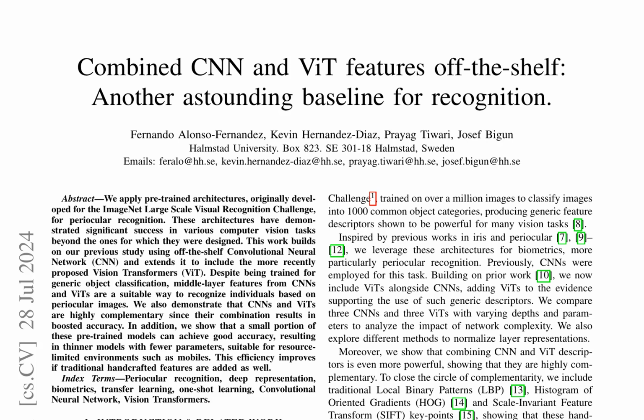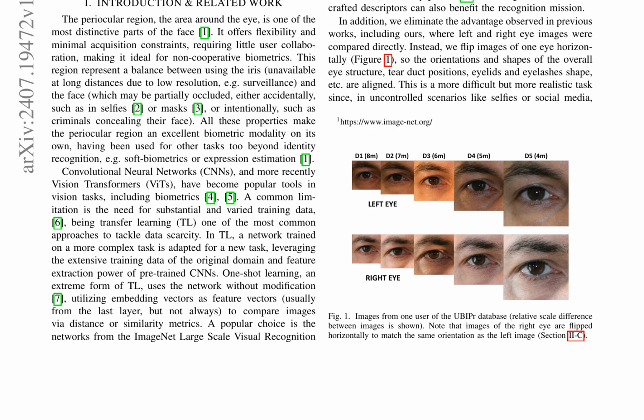The paper discusses the application of pre-trained architectures, such as convolutional neural networks, CNNs, and vision transformers, ViTs, for periocular recognition. These models have been successfully used in various computer vision tasks beyond their original purpose. The authors extend their previous study on using off-the-shelf CNNs and include the more recently proposed vision transformers. They demonstrate that CNNs and ViTs are highly complementary, as their combination results in boosted accuracy.